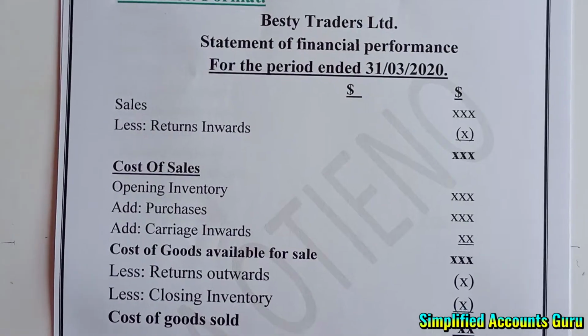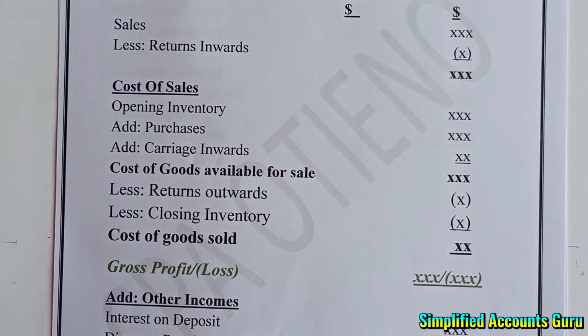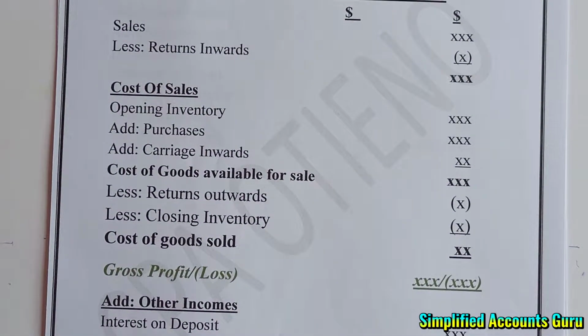Thereafter, you're supposed to be having the cost of sales. This one will give us a total cost of goods that were sold so that we can match it against the sales revenue. If you match that against the sales revenue, then we should be able to get what we call the gross profit. This is how we are going to calculate our cost of sales.